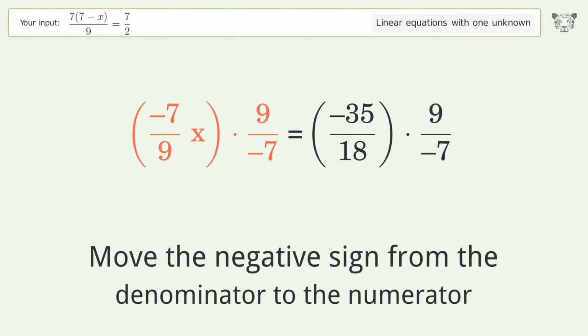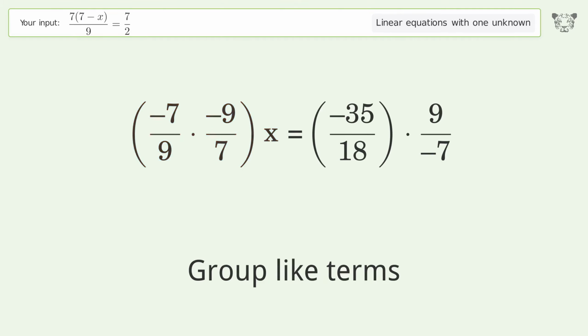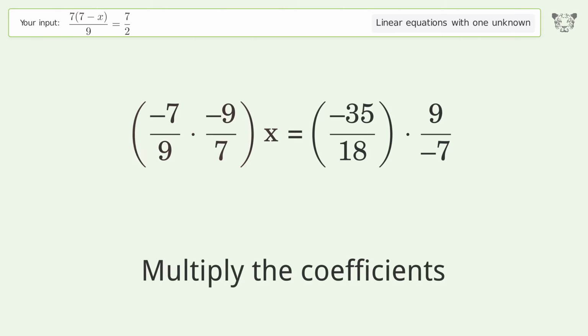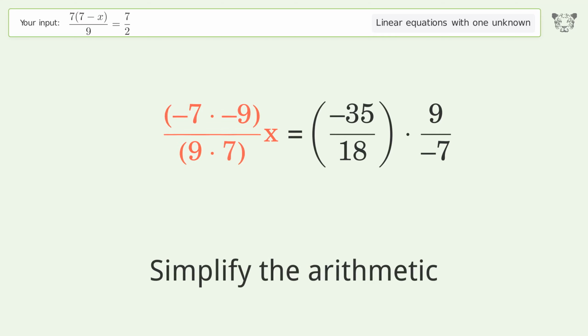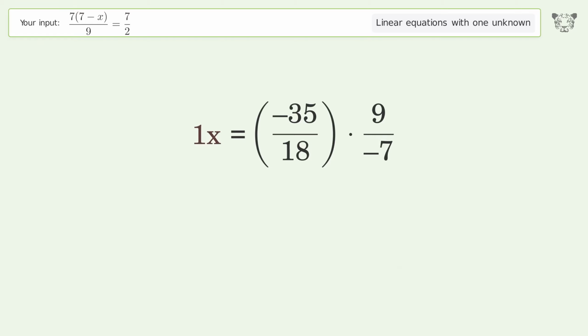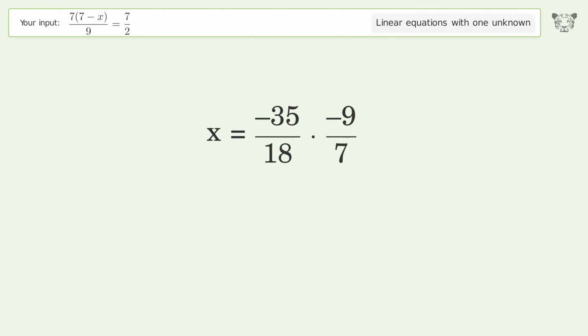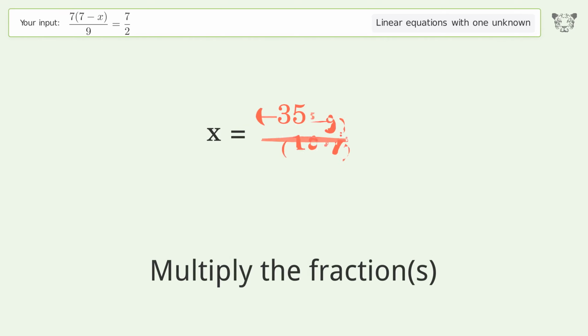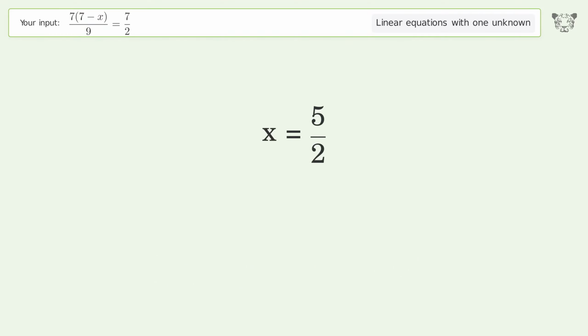Move the negative sign from the denominator to the numerator. Group like terms. Multiply the coefficients. Simplify the arithmetic. Move the negative sign from the denominator to the numerator. Multiply the fractions. Simplify the arithmetic. And so the final result is x equals 5/2.